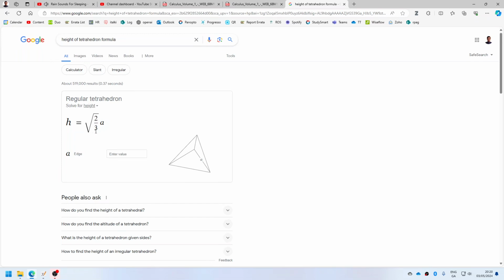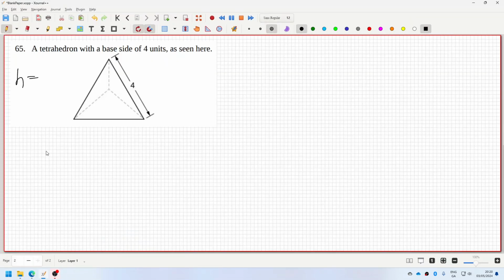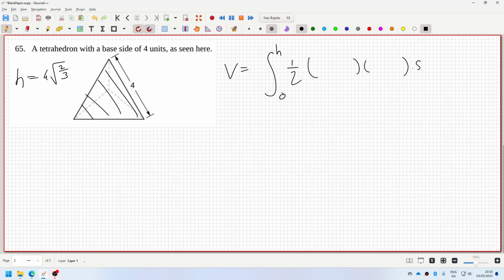The height is root 2/3 the edge length. Okay, so the height would be root 2/3 times 4. So the volume would be the integration from 0 to h of the area, which is a triangle, which is a half the two sides sine 60 dx. And the sides would be 4 minus 4 times x over the height.